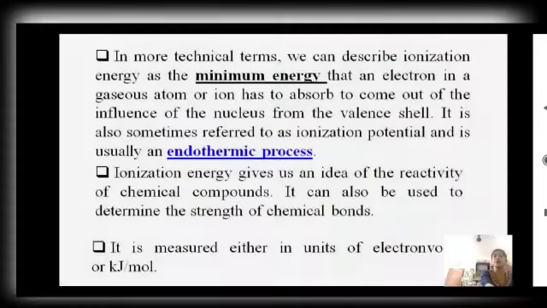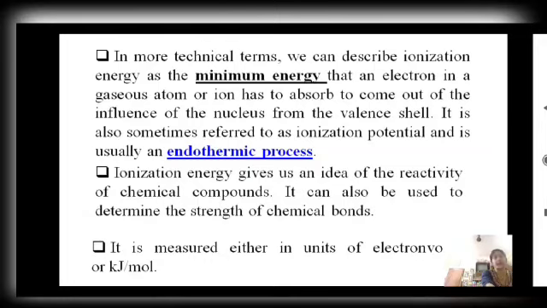Moving on to the next slide, we can further define ionization energy in more technical terms as the minimum amount of energy that an electron of an isolated gaseous atom requires to be removed from its outermost orbit. This is very much influenced by the nucleus and the valence shell. It is also sometimes referred to as the ionization potential, and it is always an endothermic process. That means energy is required to perform this process.